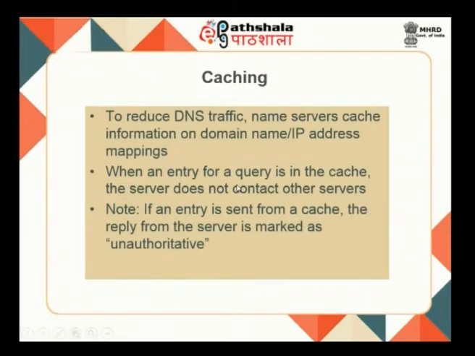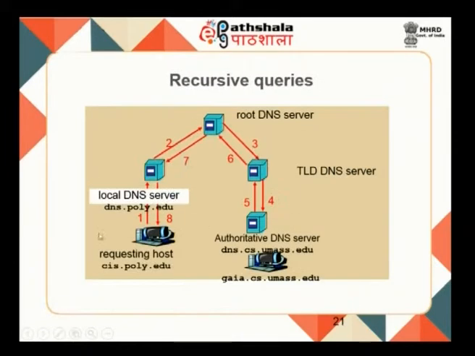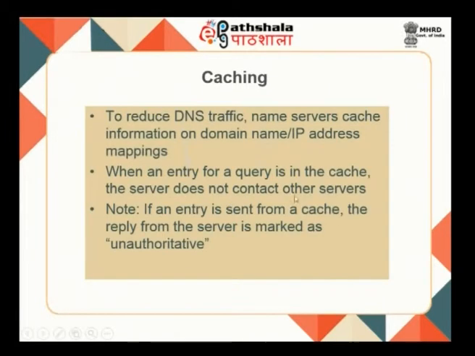Now, once you have the answer, that is, the domain name to IP address mapping, in order to reduce the DNS traffic, the name servers will also cache this information. For instance, our local DNS server here, once it has done this entire resolution and has got the mapping for the gaia.cs.umass.edu server, will keep this information in its local cache. The advantage is that if some other host requests the same domain name's IP address, it can be answered right from this cache without having to go through this entire process. So, obviously, you are reducing the amount of DNS traffic that is going out into the network.